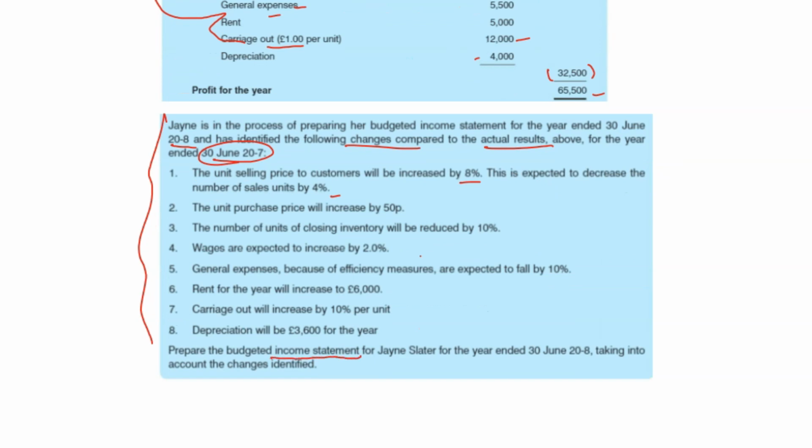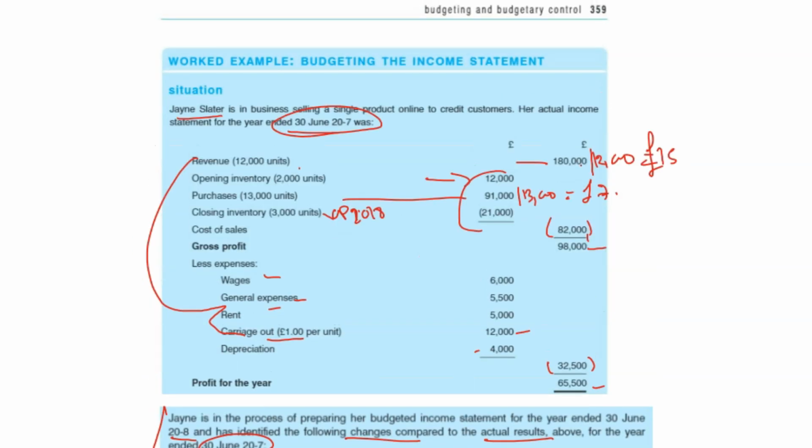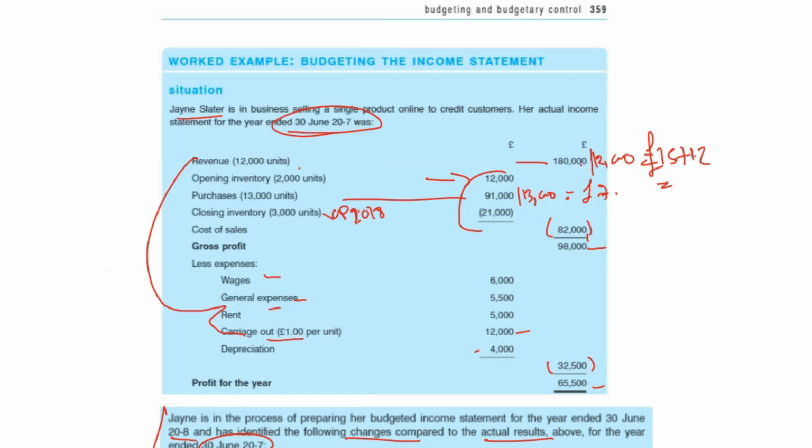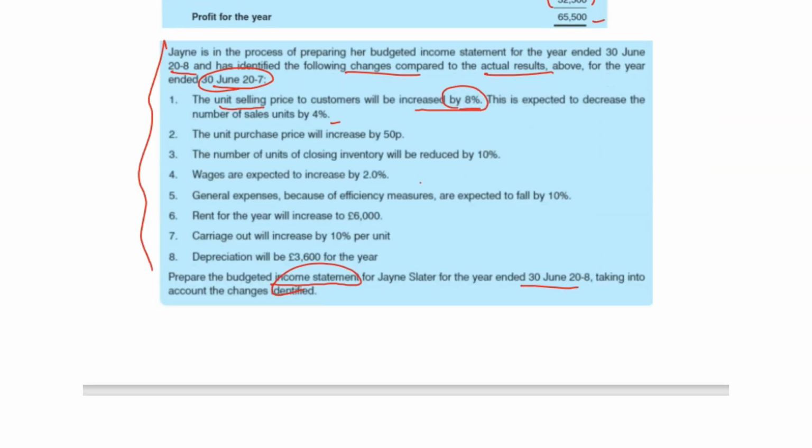Prepare the budgeted income statement for Jane. Yes, we're going to do budget income statement. And let's read the calculations and the requirements. Unit selling price to customers will be increased by 8%. What is the unit selling price? 15. Yes, and they said 8%. So 15 times 0.08 is 1.2, so we just add 1.2, which is 16.2. Nice and good. The first one is done.